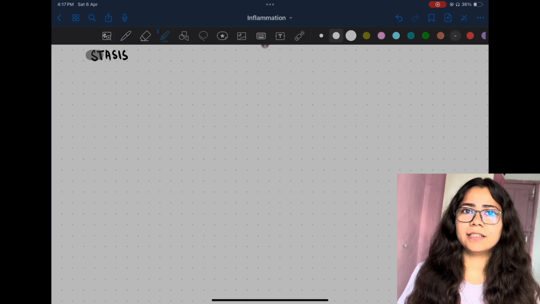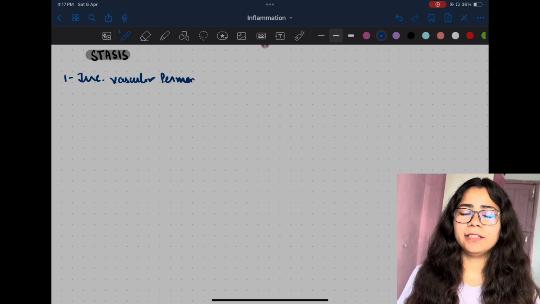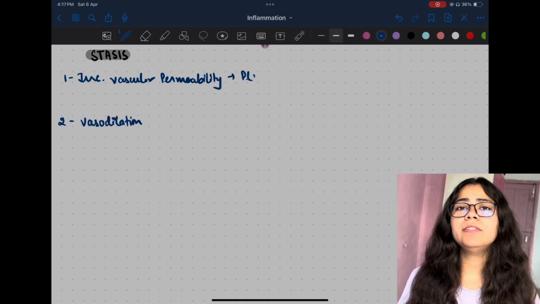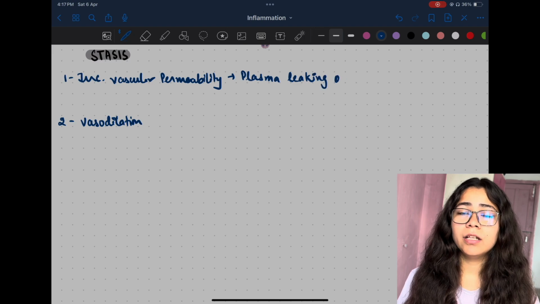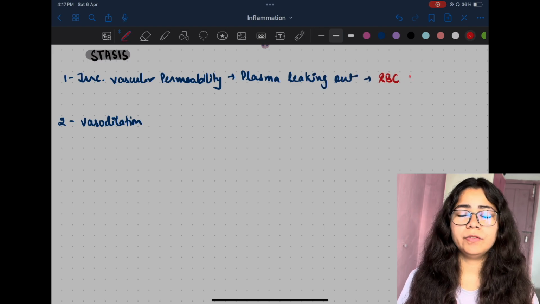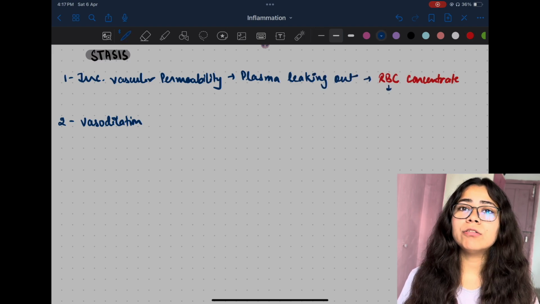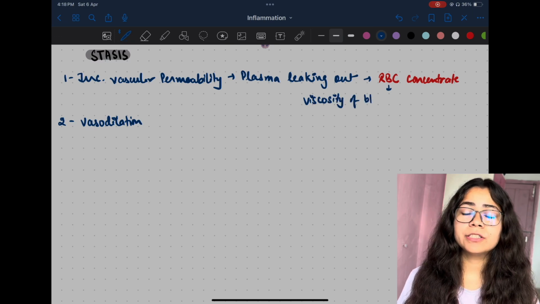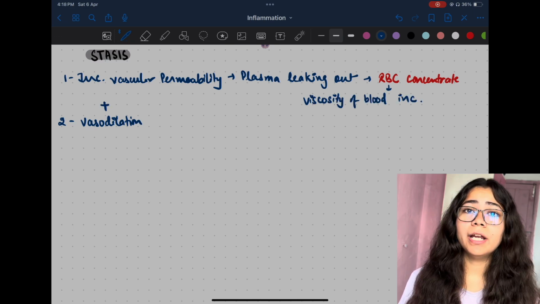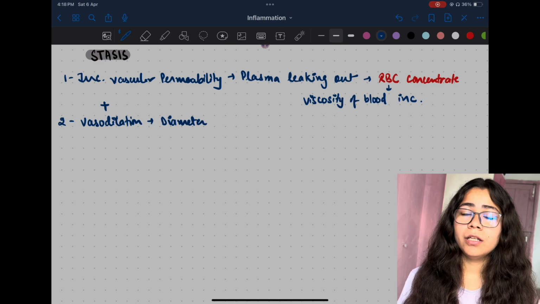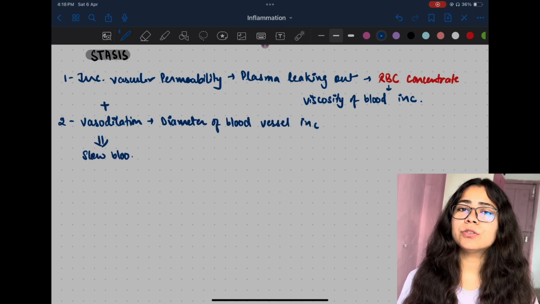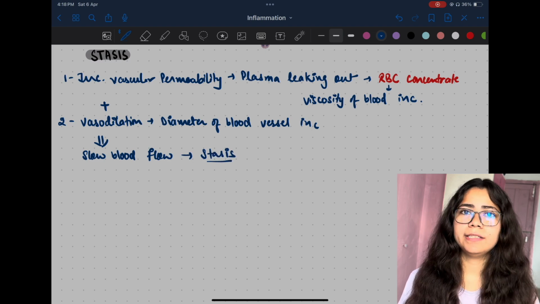Next is stasis. Let's understand what is stasis. Because of these two factors, that is increased vascular permeability and vasodilation, stasis is happening. Because of the increase in vascular permeability, the plasma is also leaking out of the blood vessels, and this will concentrate the RBCs. Also, viscosity of blood increases. To add, because of vasodilation, the diameter of the blood vessel also increases, and this is leading to slowing of blood flow, that is called stasis.